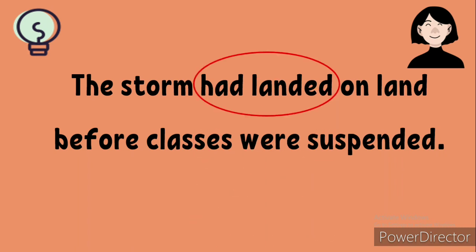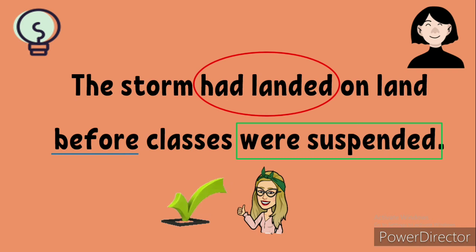Alright, we have had landed. So we have had plus the past participle of the verb. How about the simple past? Alright, so we have here were suspended. And the time expression? Alright, we have the word before, which is placed before the simple past. Alright, very good, brilliant, and awesome.